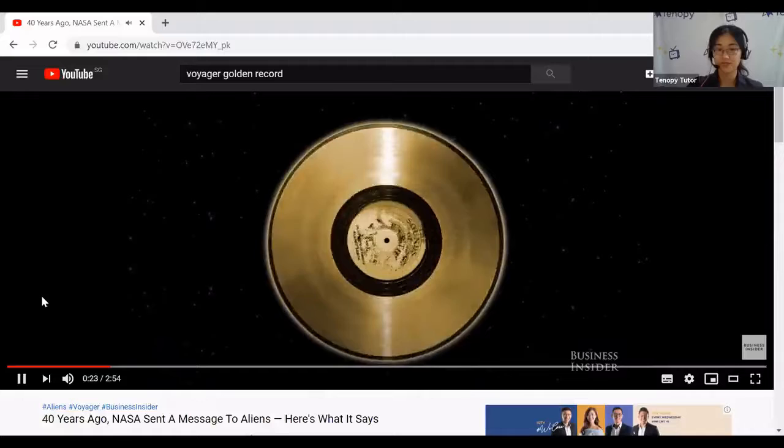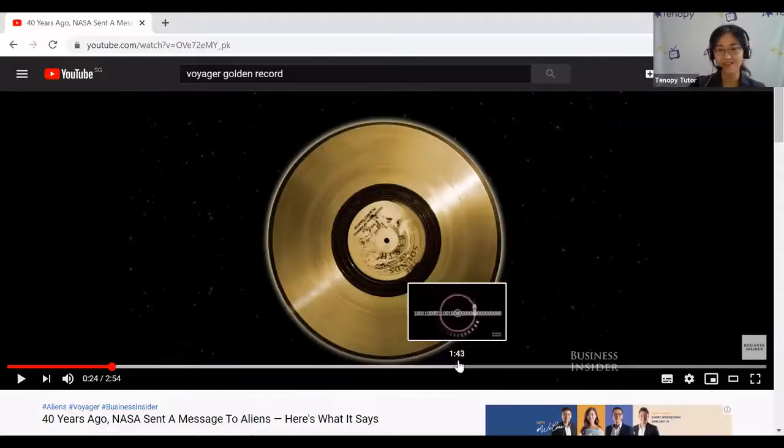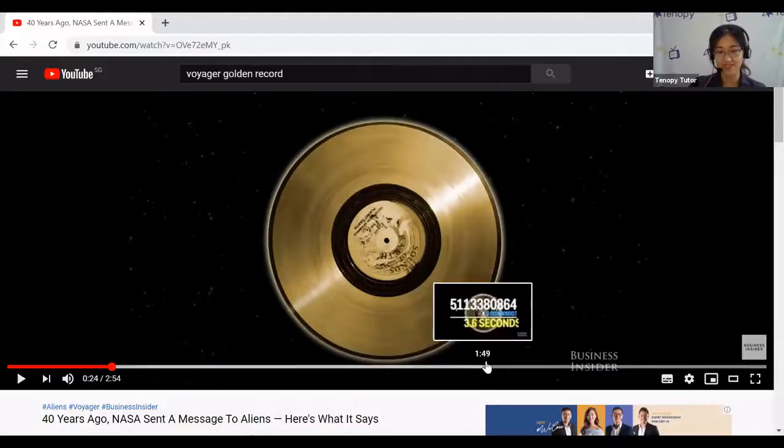So that is the Voyager Golden Record. It's a disk carried on a spaceship. Let's show you a little bit more on what is on that disk. What do we have inside the disk?